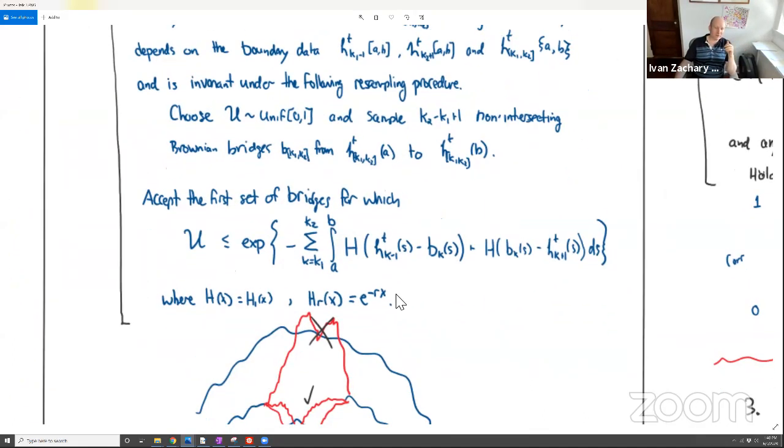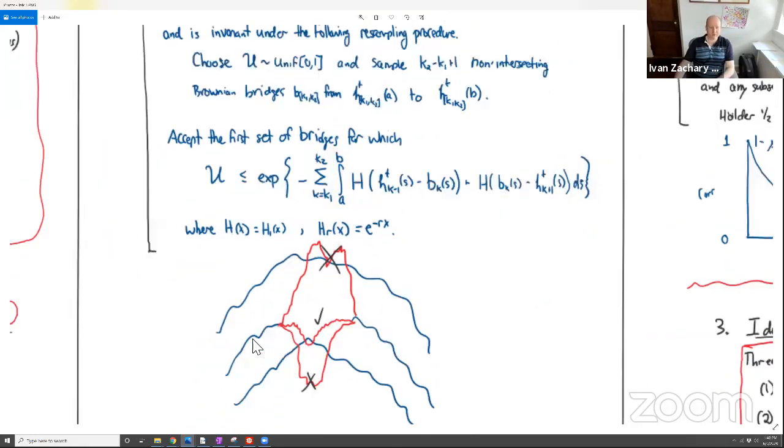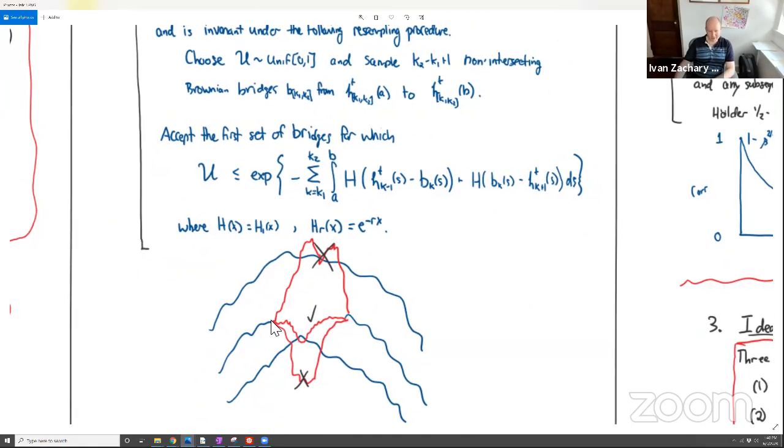Okay, so what you do is the following. Let's say, here in my picture, K1 and K2 are both equal to 2, and A and B are the left and the right endpoints. I start by drawing a uniform 0-1 random variable. Now I sample the K2 minus K1 plus 1 intermediate Brownian bridges, in this case just one Brownian bridge. I sample it according to the law of non-intersecting Brownian bridges, just non-intersecting with themselves. I don't care about the curve above or below.